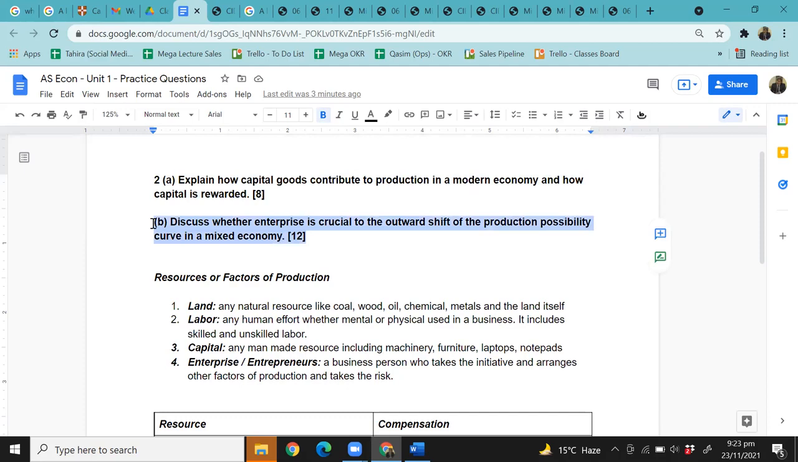Discuss whether enterprise is crucial to the outward shift in production possibility curve in a mixed economy. Now, these are the type of questions that I wanted you to get some practice of. In one question, it has mixed up a couple of different concepts. So it's asking you how enterprise is crucial for the outward shift of production possibility curve in a mixed economy. So for students who missed out on what production possibility curve was, let me give you a quick explanation and then we'll move forward.